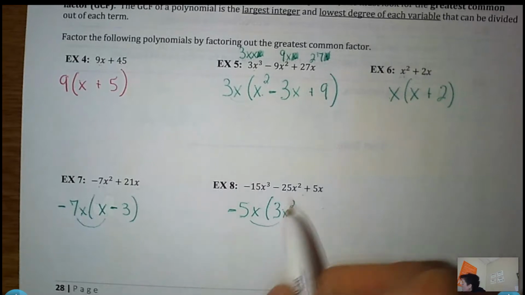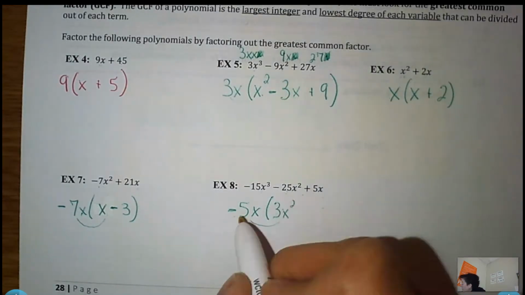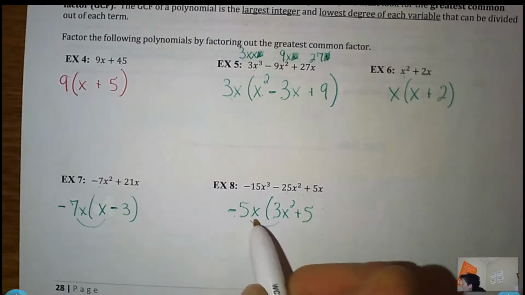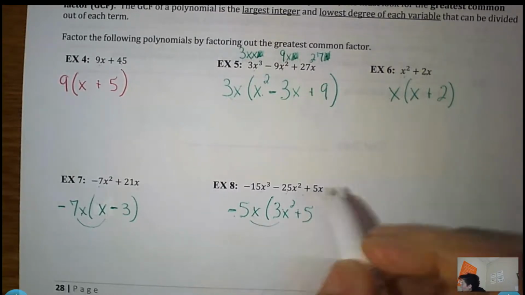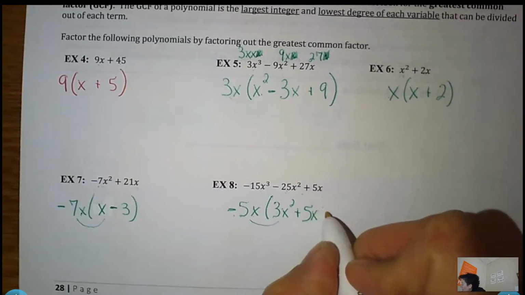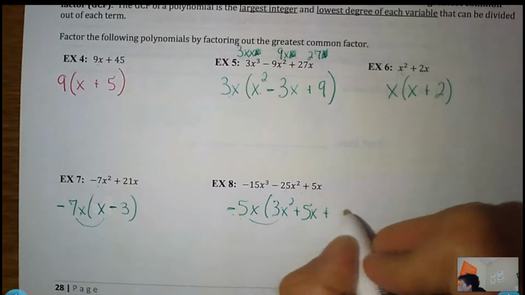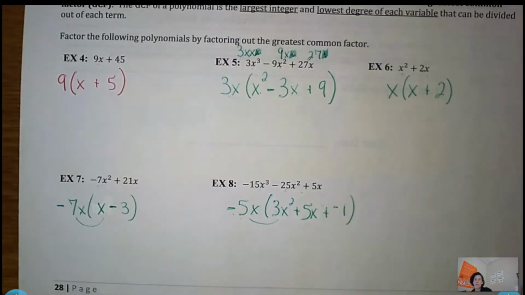And then, who did -5 meet to get this? Well, from -5 to -25 is a +5. And from 1x to get to 2 x's, I need another x there. And then who did -5x meet to get 5x? That would have been a -1. So notice sometimes I write minus, sometimes I write plus negative, but that is a GCF.